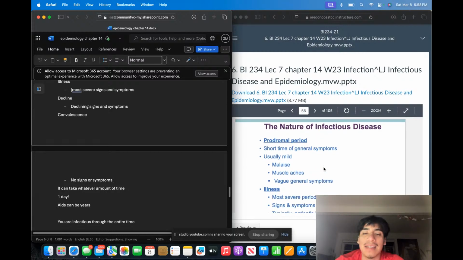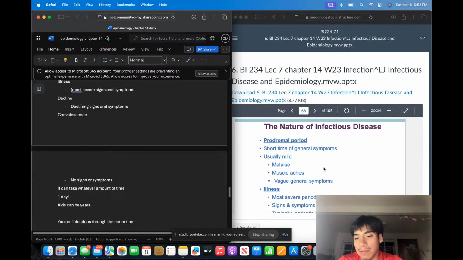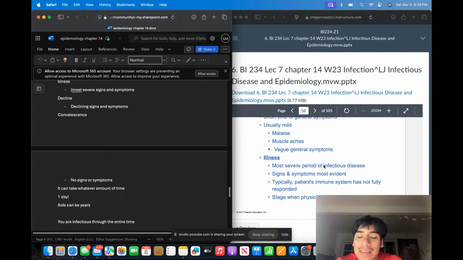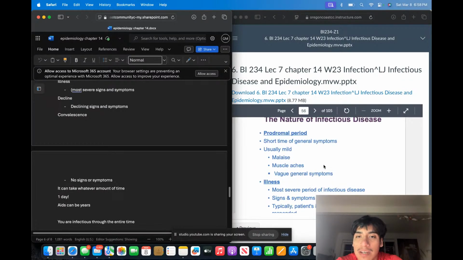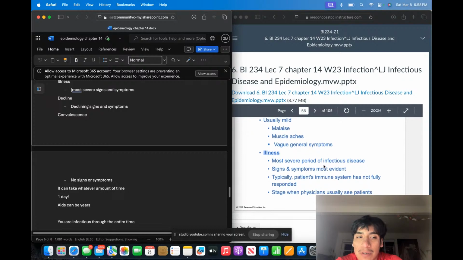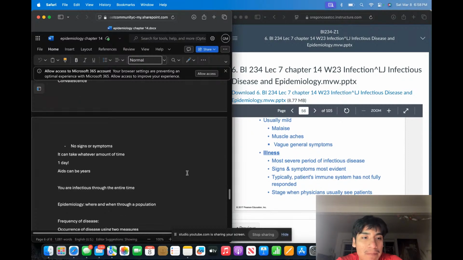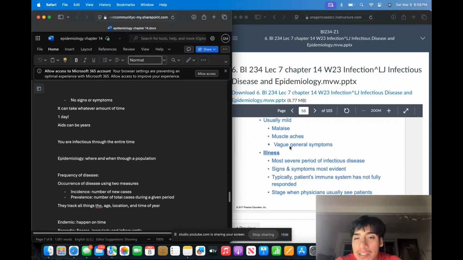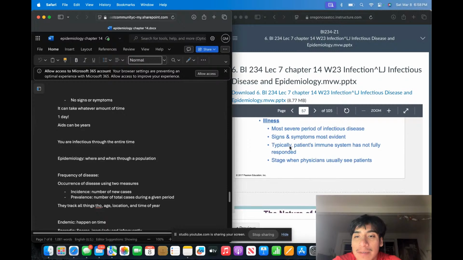What is malaise? I keep seeing that. I feel like I should know that word. Malaise: a general feeling of discomfort, unease, or lack of well-being. Muscle aches, vague general symptoms. Illness is the most severe part of the infection, which follows the prodromal period. But you're infectious throughout the entire time, which will make more sense later.